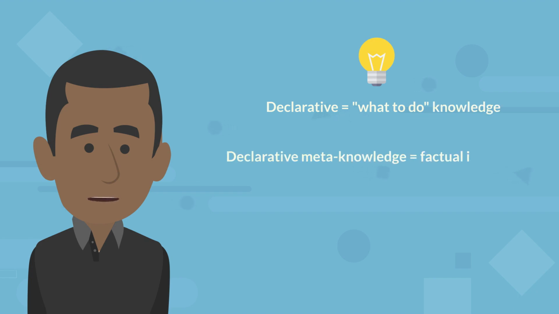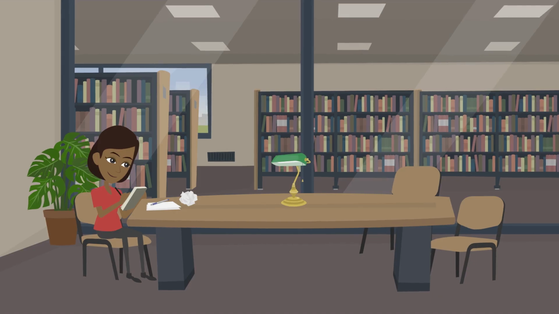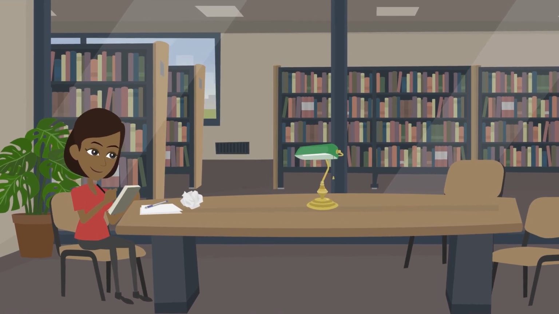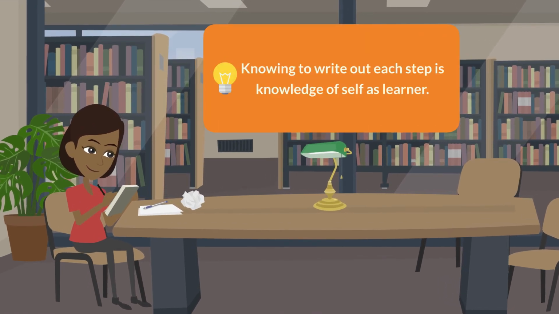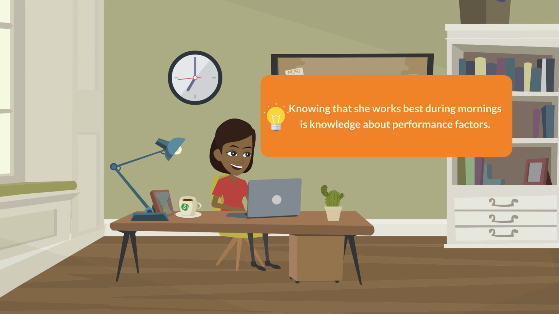Declarative is knowledge of what to do. It refers to the factual information about our thinking, ourselves as learners, and about factors that influence our performance that can be retrieved through our memory. For example, Juanita's knowledge that she needs to write out each step in mathematical formulas is knowledge about herself as a learner. Her knowledge that she works best in the mornings is knowledge about factors that influence her performance.